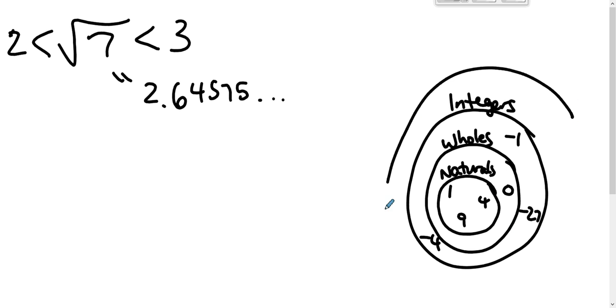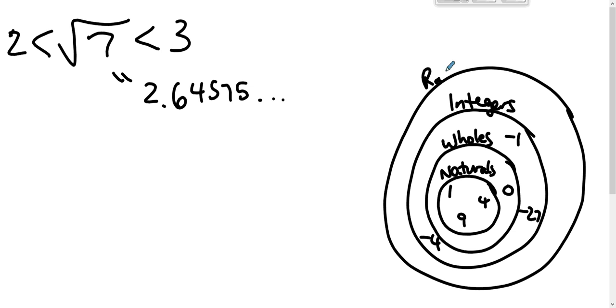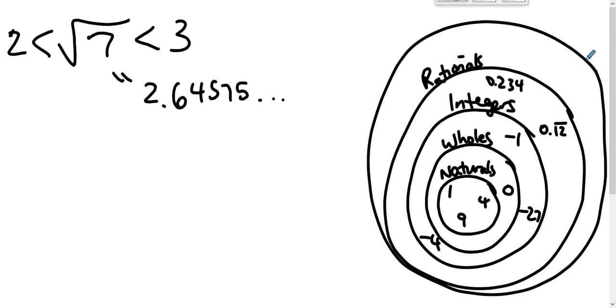And then we made the rational numbers. So all of these are rational, to be clear. The rationals were set apart as those numbers whose decimals stopped or whose decimals repeated. But this doesn't feel like a situation where the decimal stops, and this doesn't feel like a situation where the decimal repeats. And so the square root of 7 is out here.